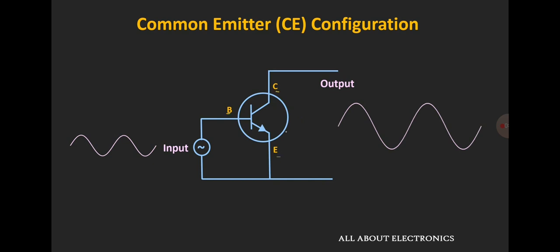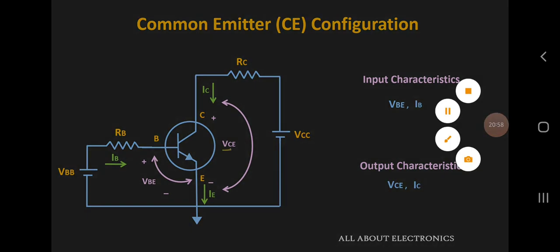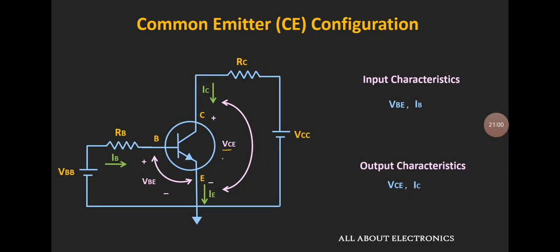To understand the behavior of the device, we need to understand two types of characteristics: the input characteristics and the output characteristics. The input characteristics define the relationship between the base current IB and the voltage VB. Similarly, the output characteristics define the relationship between the collector current IC and the voltage VC. First, let us see the input characteristics.